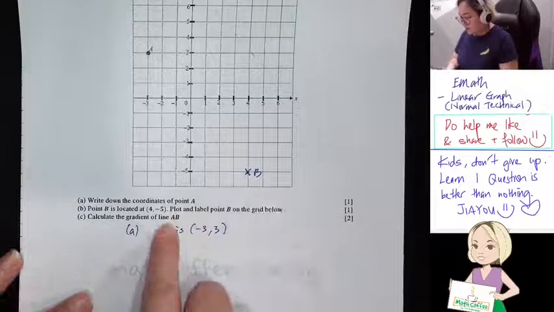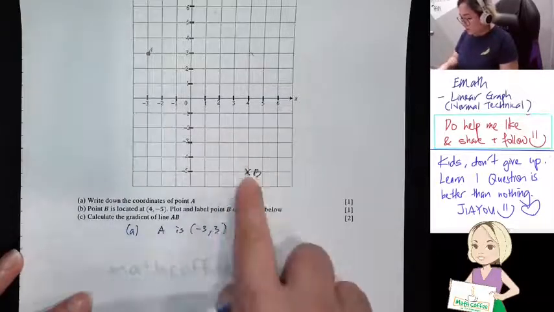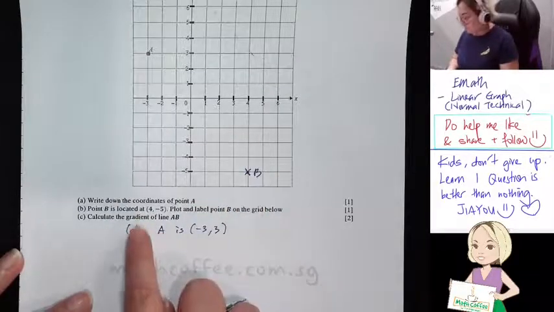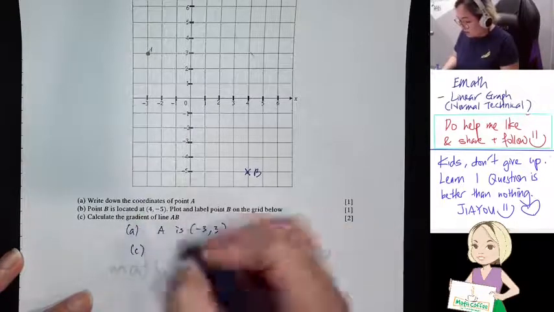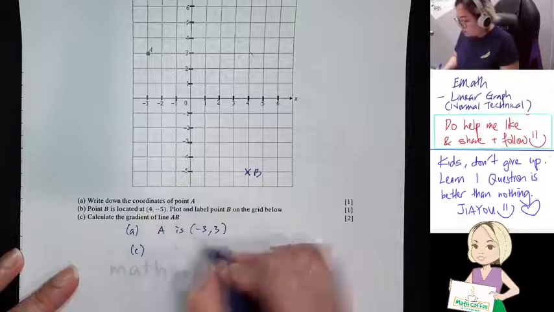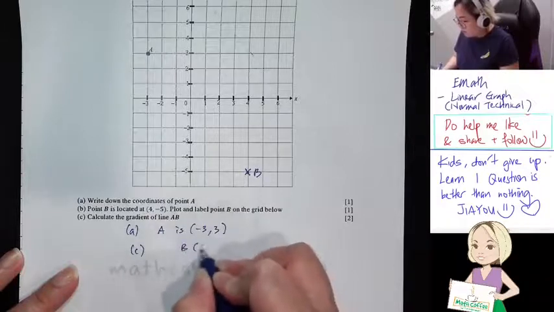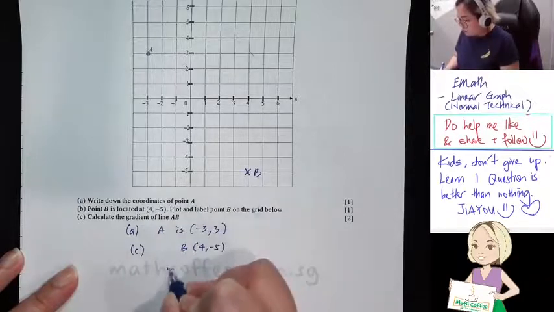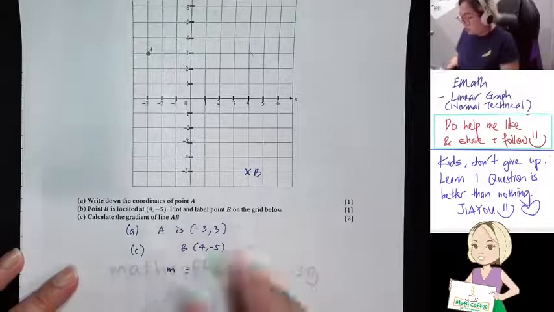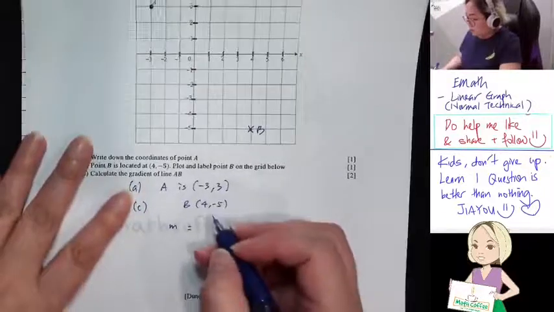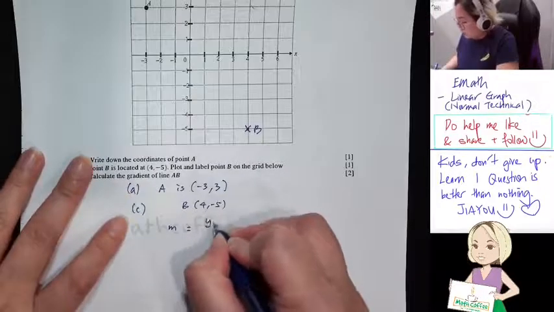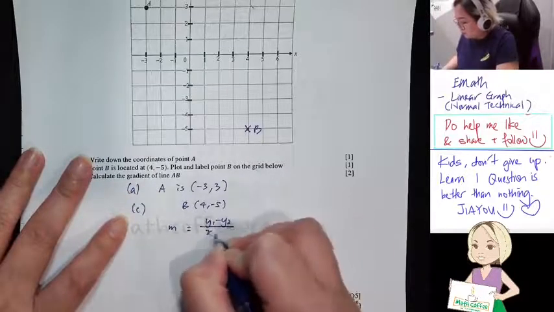Calculate the gradient of line AB. To find the gradient, we always use the formula. So part C, I will write out my A first. My A is here, my B is (4, -5). So take note, gradient formula is rise over run. But always remember this, kids, so write down this formula. It's y1 minus y2 over x1 minus x2.